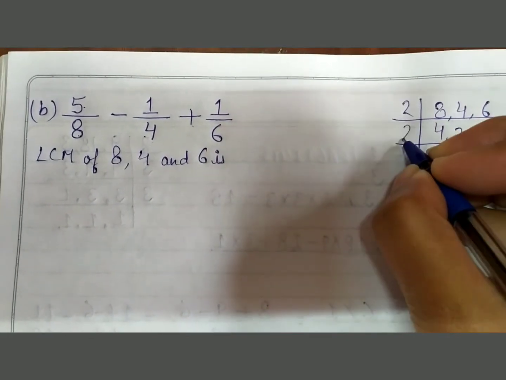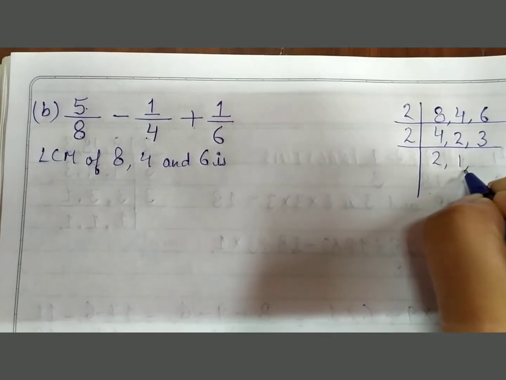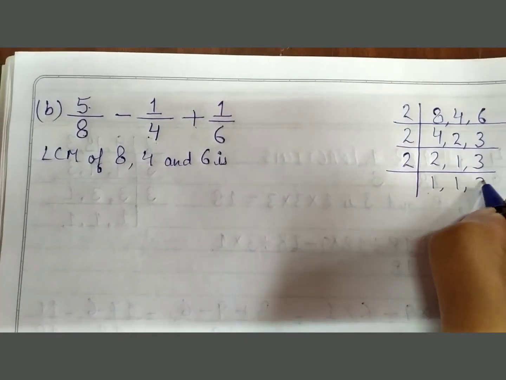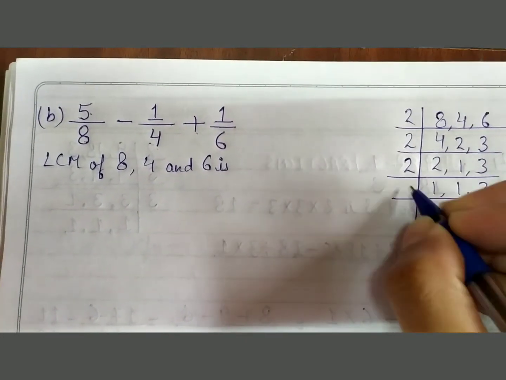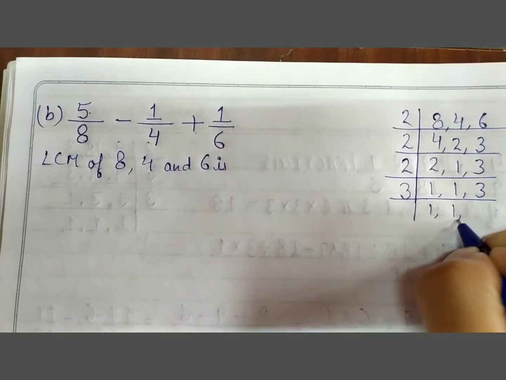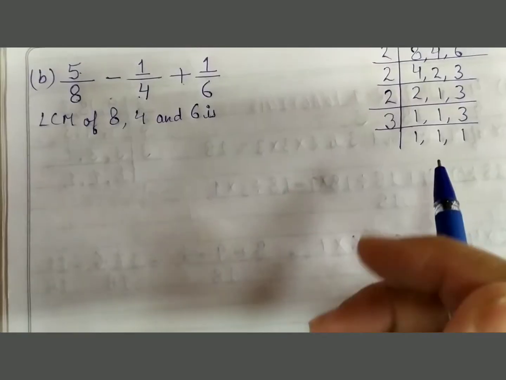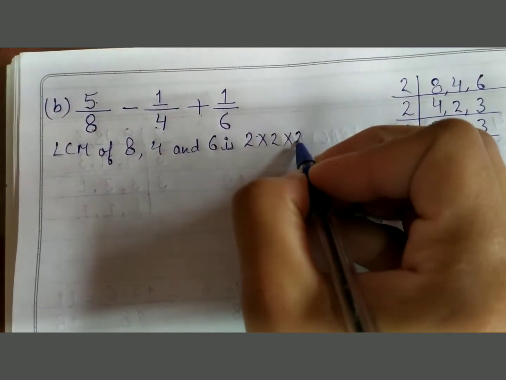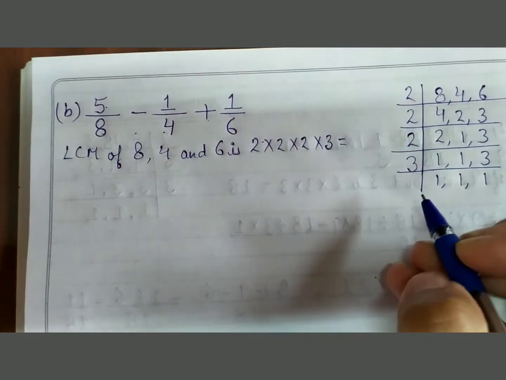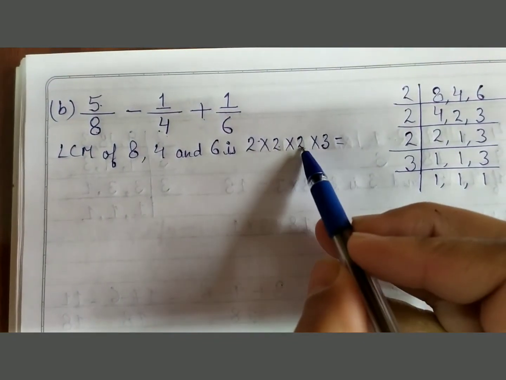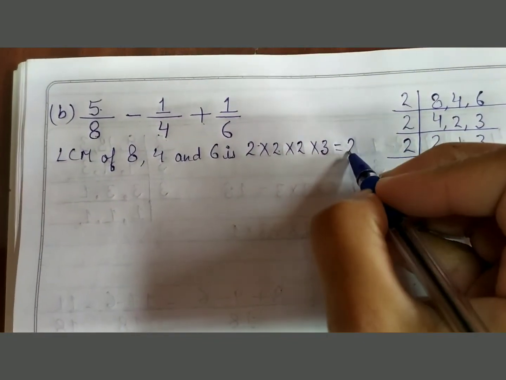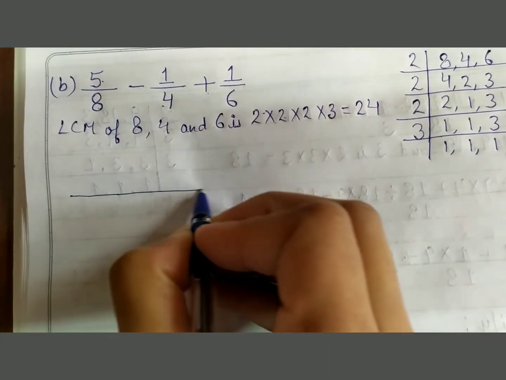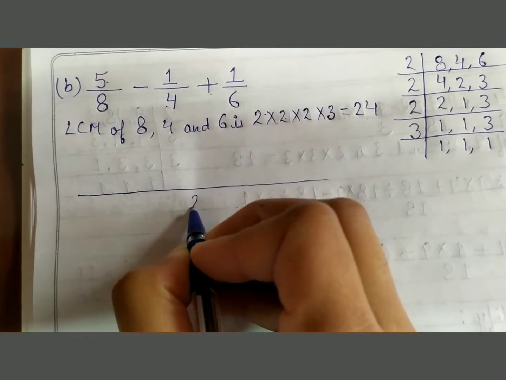Again write 2, 2 2s are 4, 2 1s are 2, 3 as it is, 2 1s are 2, 1 as it is, 3 as it is. Write 3, 1 as it is, 1 as it is, 3 1s are 3. LCM is 2 multiply 2 multiply 2 multiply 3. 2 2s are 4, 4 2s are 8, 8 3s are 24. So this 24 is a common denominator. Write 24 in the denominator.